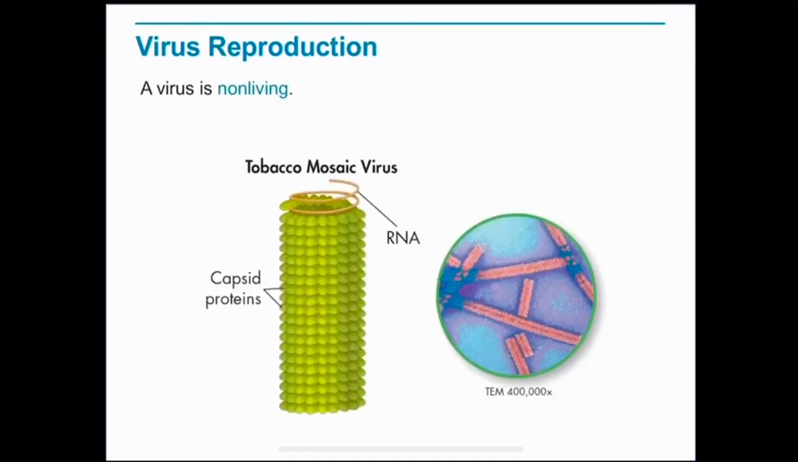Firstly, we want to know what they are composed of. Well, they are non-living particles that are made of proteins, nucleic acids, and sometimes lipids. And there's only one way a virus can reproduce, which is by infecting other living cells.